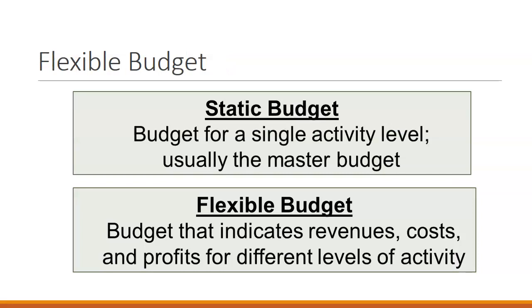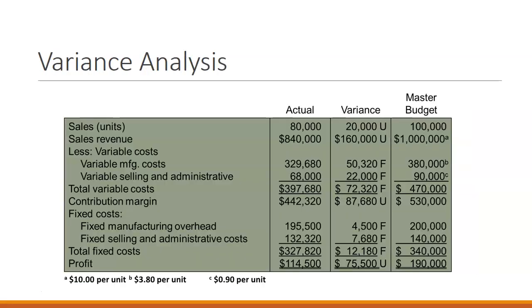So our static budget is our budget for a single activity level. So this is our master budget. It's generally called a static budget. Well, the flexible budget is the budget that is for the actual level of activity that occurs. So in this last example, we had budgeted on the last slide for 100,000 units, and our actual was for 80,000 units.